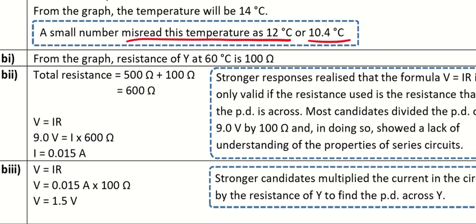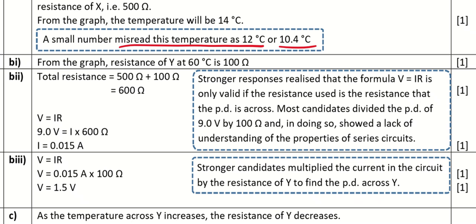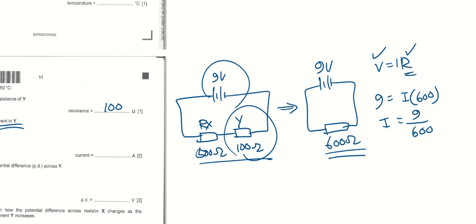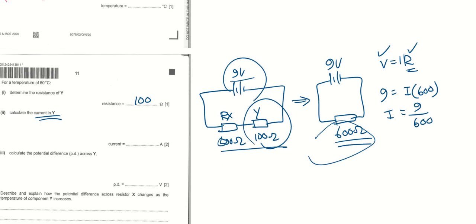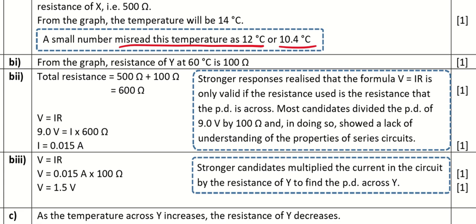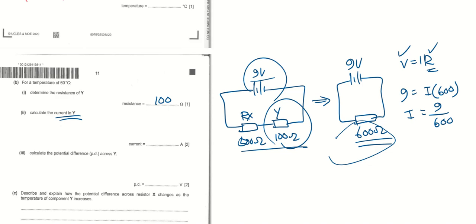Because they are in series, the current that flows through X must be equal to the current flowing through Y. Some students will actually divide 9 volt by 100 ohm, because they don't understand that this 9 volt is to be distributed across the 500 and 100 ohm. So the most straightforward way is to add up the resistors, get it into one single resistor. So the current will be 9 over 600, which is 0.015.